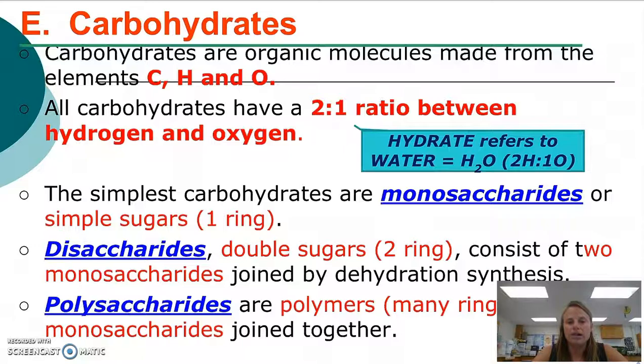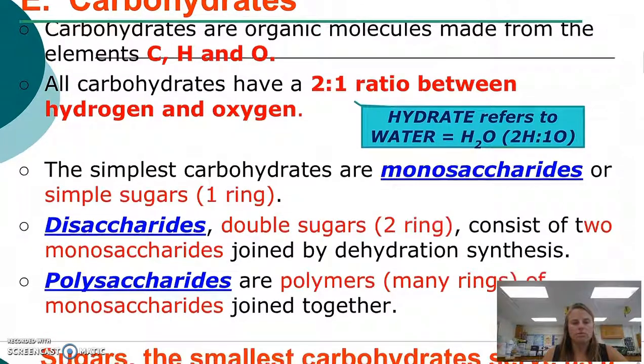A disaccharide is a double sugar. It's going to have two rings. So it's going to consist of two monosaccharides joined by that process we talked about yesterday, dehydration synthesis. Polysaccharides are polymers of monosaccharides, and they are going to consist of many rings.